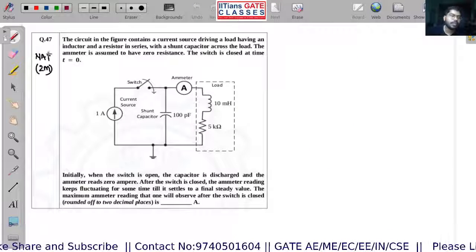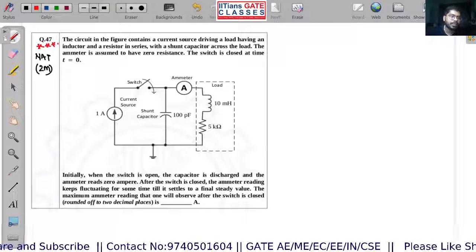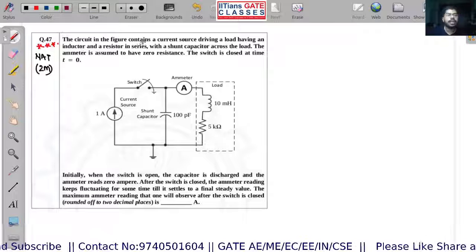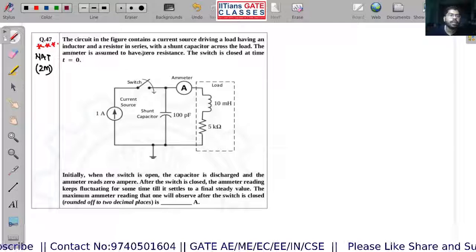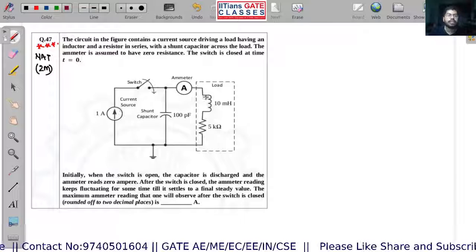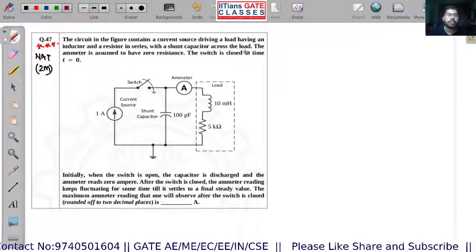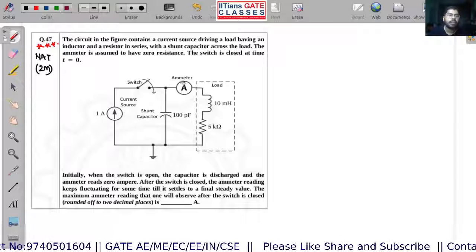So the next question, this was a very good question they have asked. And what is the question asked here? The circuit in the figure contains a current source driving a load having an inductor and resistor in series. So this current source is driving this load with a shunt capacitor across the load.